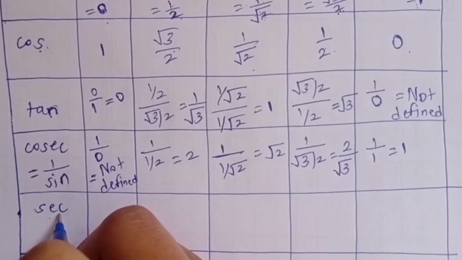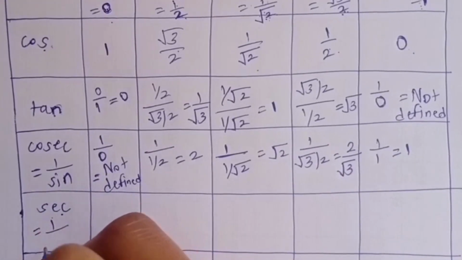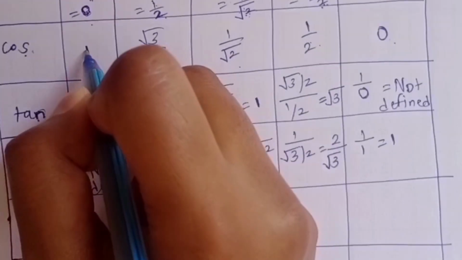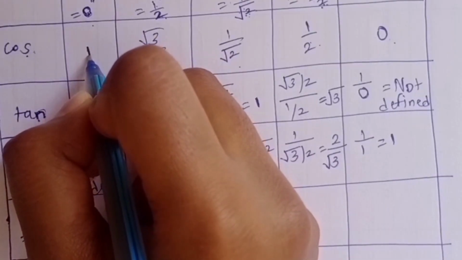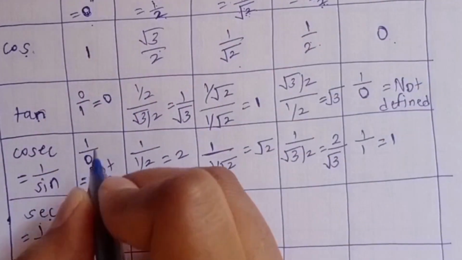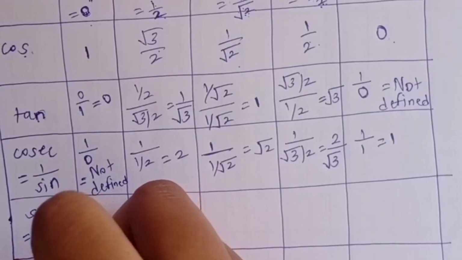As we know, sec is a reciprocal of cos. So 1 upon cos. Here we have cos value as 1. So the reciprocal of 1, that is 1 by 1. So its final answer will be 1.